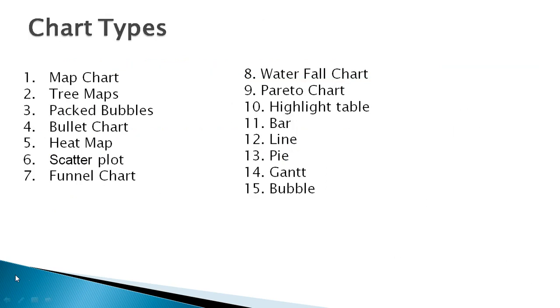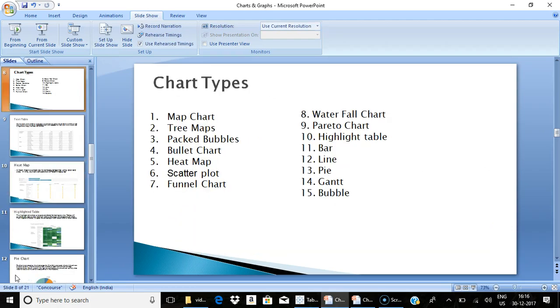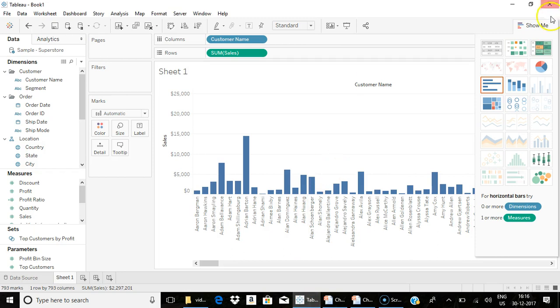These are the available charts in Show Me which can be created in Tableau. You can create map visualizations, tree maps, packed bubbles, bubble charts, bullet charts, heat maps, scatter plots, funnel charts, waterfall charts, Pareto charts, highlighted tables, bar charts, line charts, pie charts, Gantt charts and bubble charts. Let's go for the live demo again. Let me explain all these basic charts which are available under Show Me.